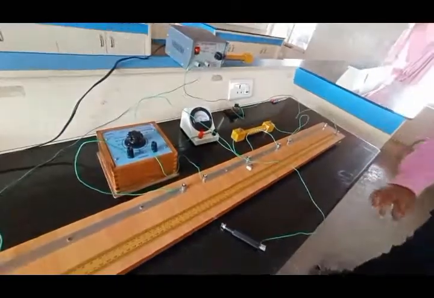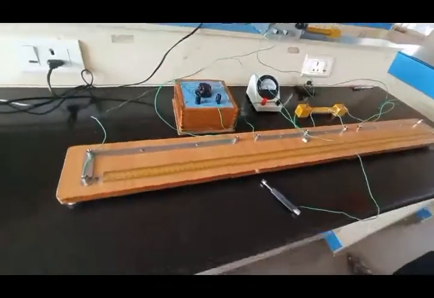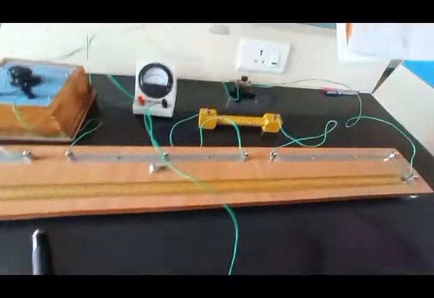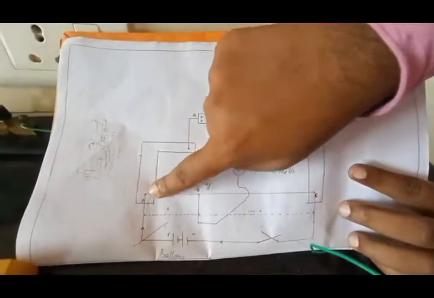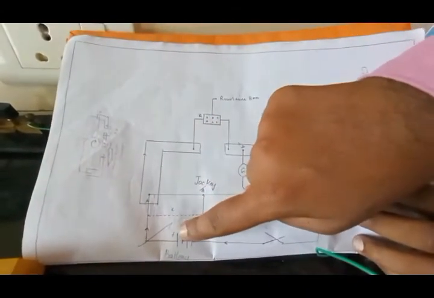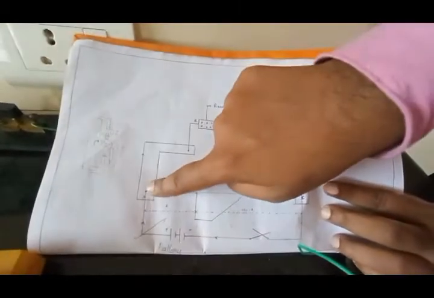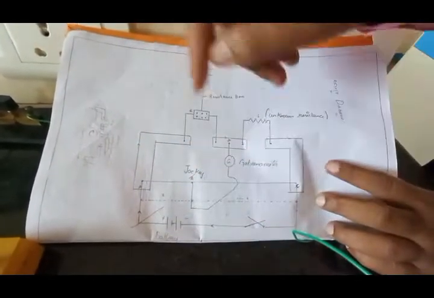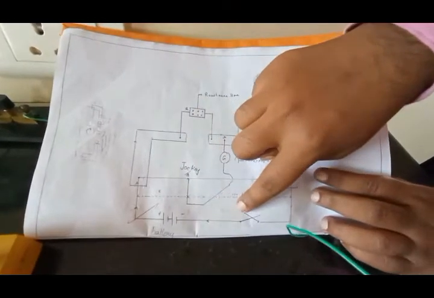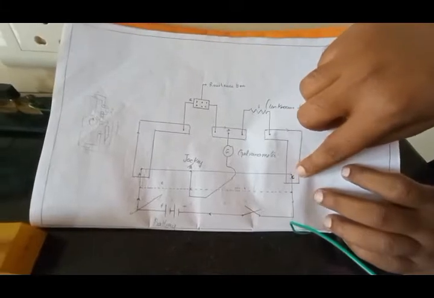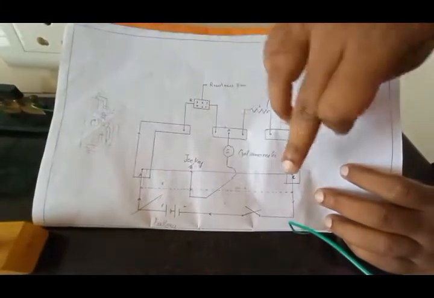Then how do we connect this? As you can see here, the lower end point A is connected to the positive of the battery, and the negative of the battery is connected to the key. From the other end of the key, it goes to the other point of the lower end. So this is point A and this is point B.